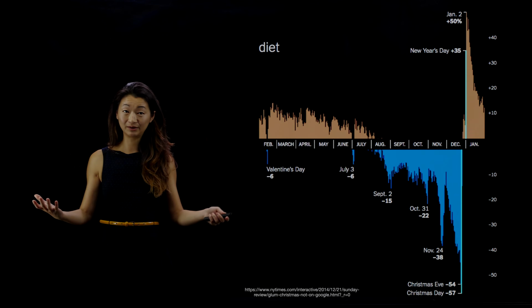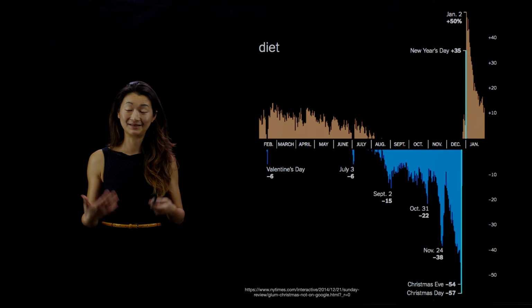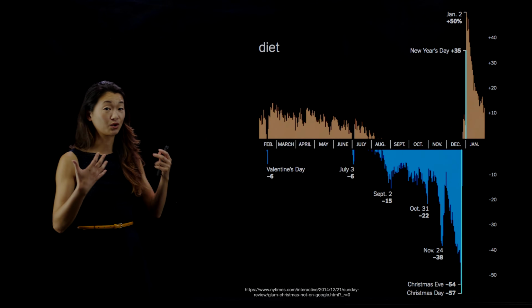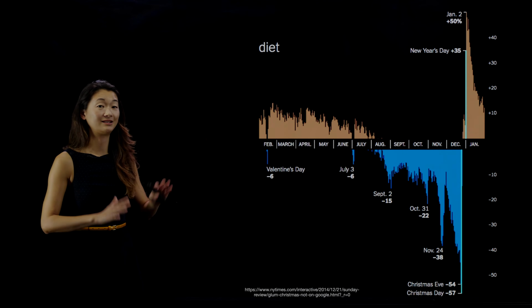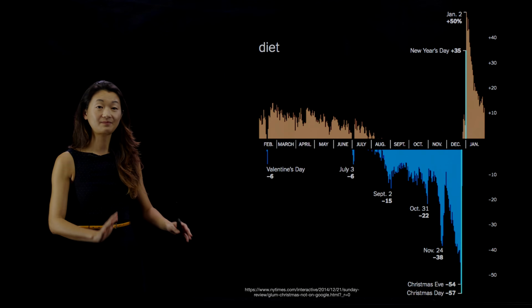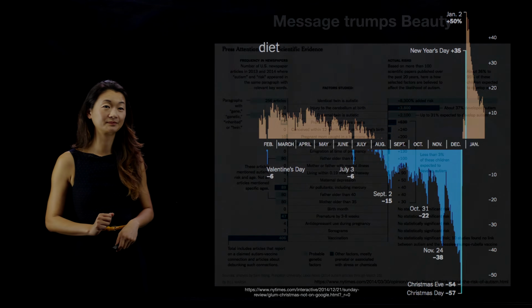The story that's being told here is super obvious, and it does not need to be explained. So this is a really great data visualization because the data speaks for itself, just like in the London Underground map.